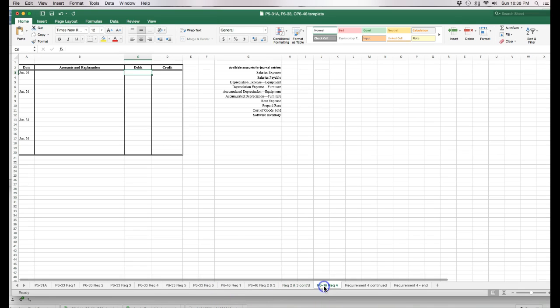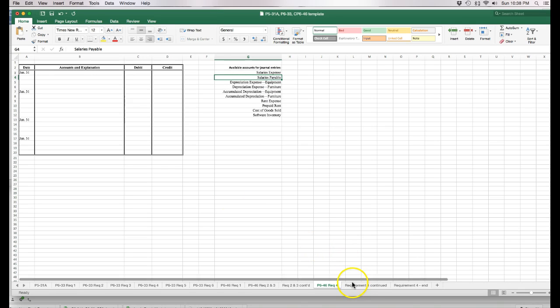And in requirement 4, you're going to then do what are called the adjusting entries. And we've done adjusting entries in week 3. The adjusting entries are those that are done at the end of the month. So on the 31st of January, you're going to have 4 different adjusting entries that you need to make. And those are listed here. And you use the accounts that are available for those journal entries here.